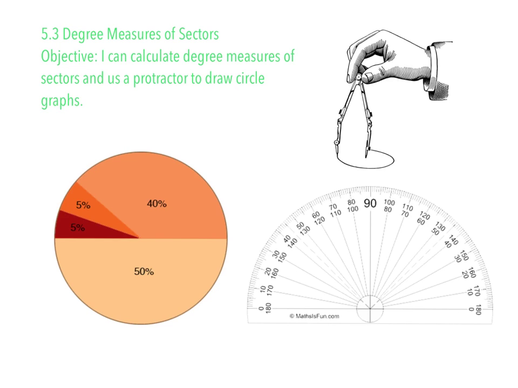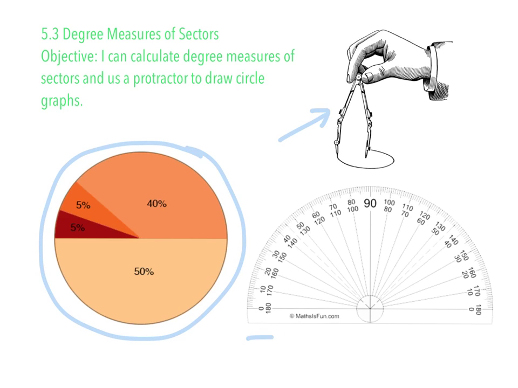We are moving on to lesson number 3 in Unit 5, Degree Measures of Sector. Our goal today is to calculate degree measures of sectors and use a protractor and also a compass to draw circle graphs. So here we have a circle graph. We have our protractor and we already pointed to our compass. We'll be using both of those tools today to create these circle graphs.